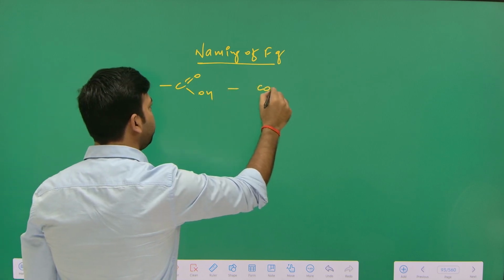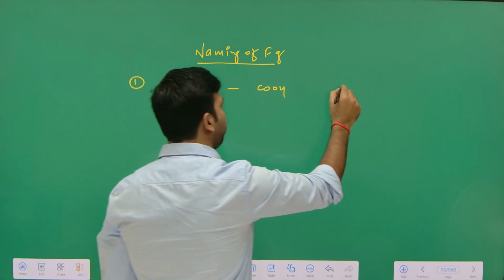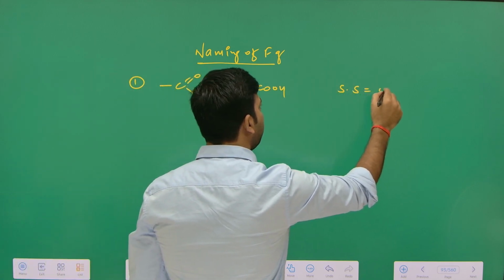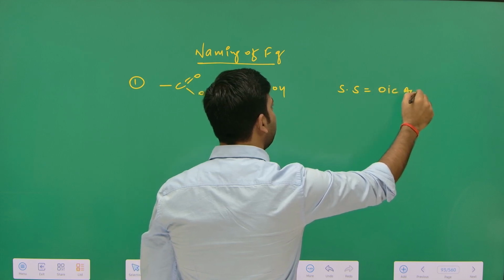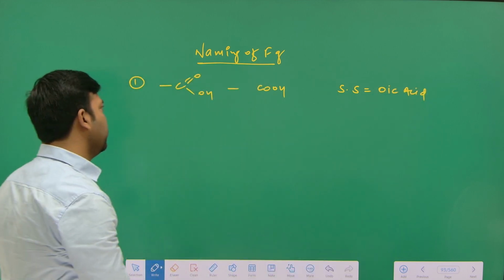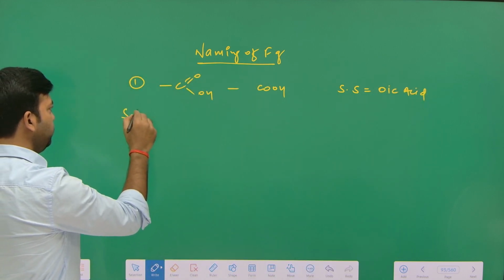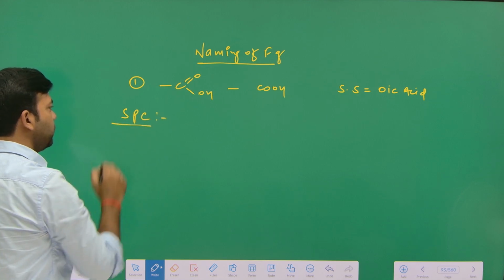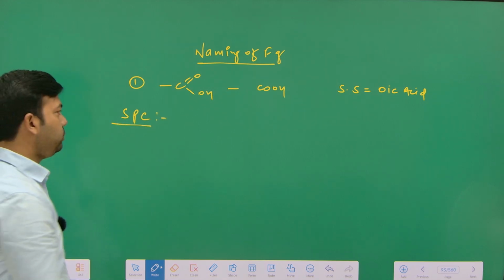COOH. Its secondary suffix in the IUPAC name is oic acid. What is the selection of parent chain? SPC means selection of parent chain.